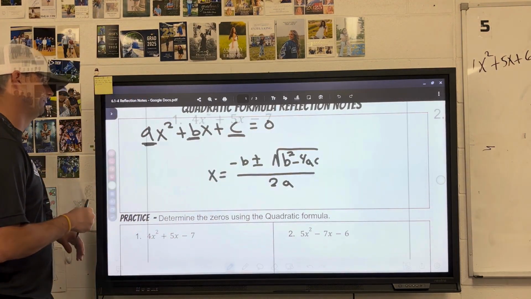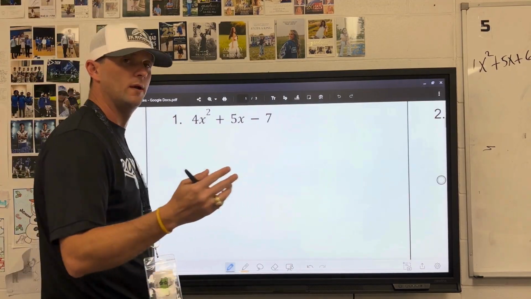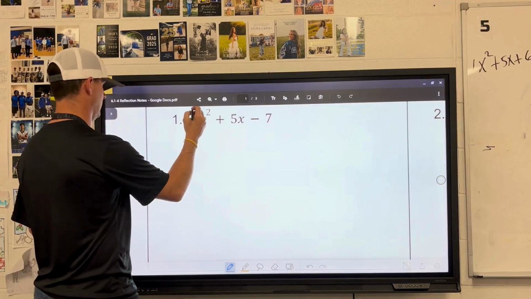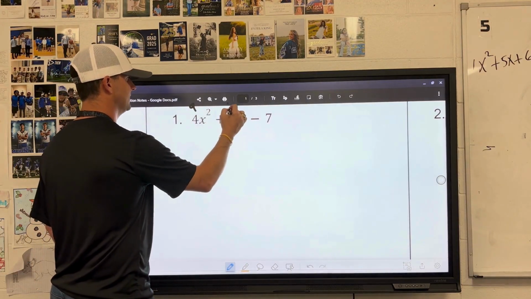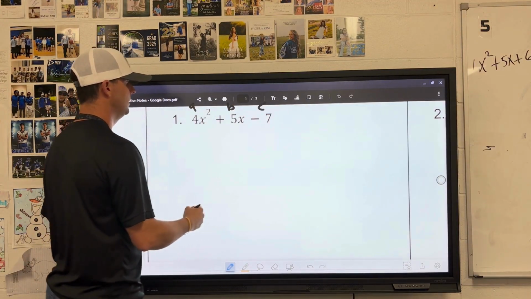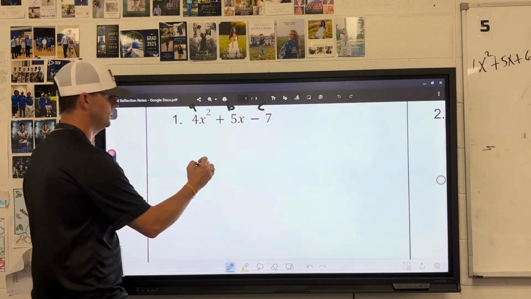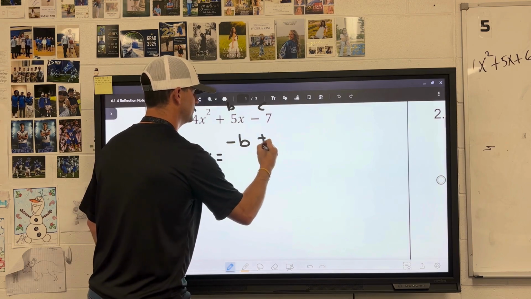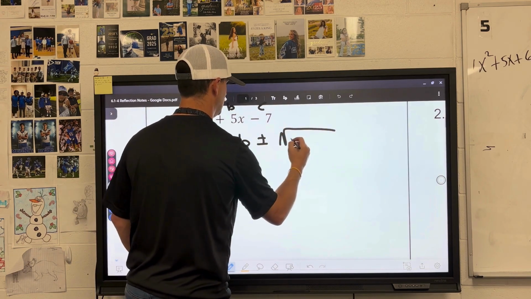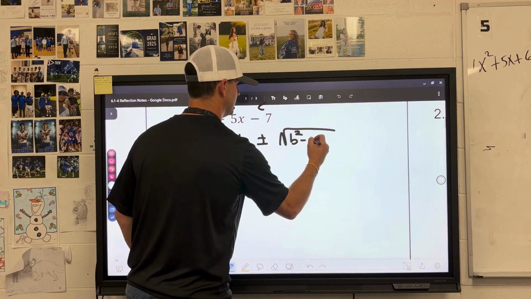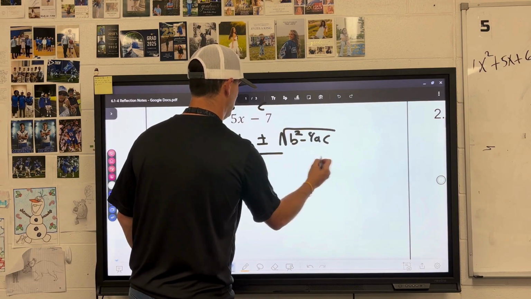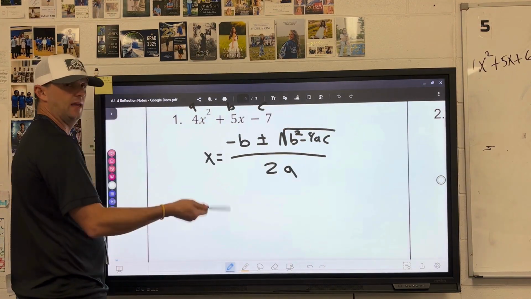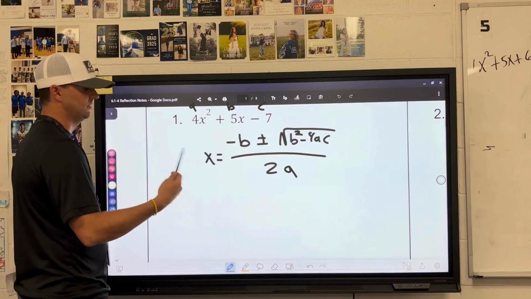Let's look at number 1. On example number 1, the first thing we need to do is recognize what my a, b, and c are. So this is my a, this is my b, and this is my c. All I'm going to do is write out the quadratic formula: x equals negative b plus or minus the square root of b squared minus 4ac all over 2a. Now I'm going to plug the a into the a's, the b into the b's, and the c into the c's.